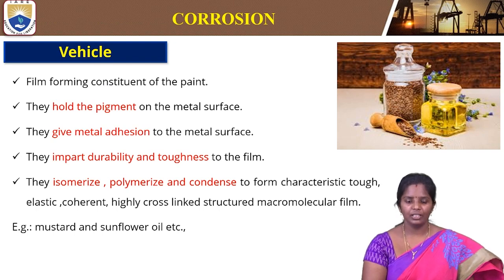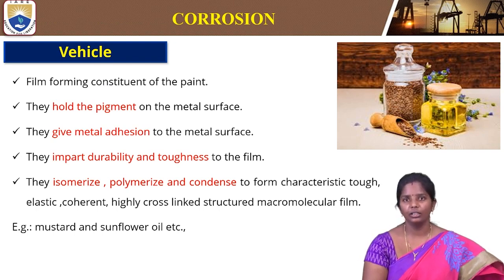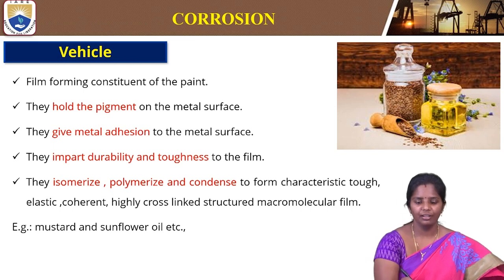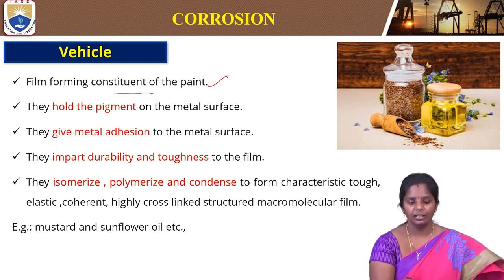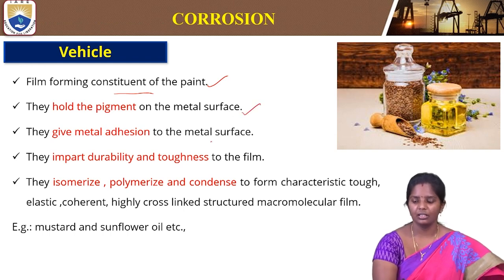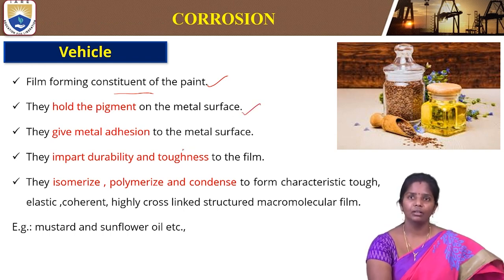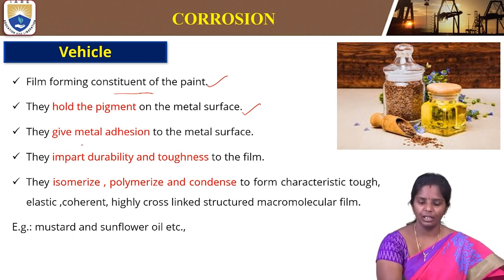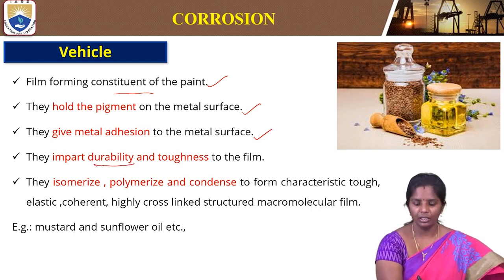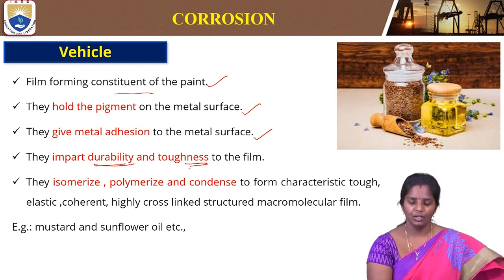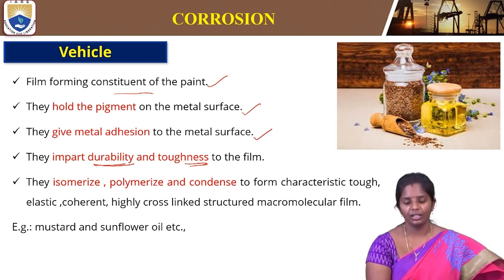Then there is the vehicle. What is the vehicle? It is used for coating this paint. The film-forming constituent of the paint is the vehicle, like oils. They hold the pigment on the metal surface, giving adhesion to the metal surface, and they impart durability and toughness to the film. When it has more adherence, it gives toughness and durability to that film.